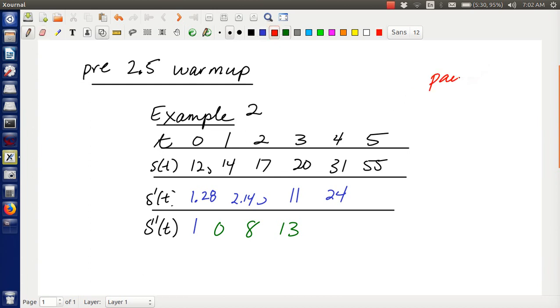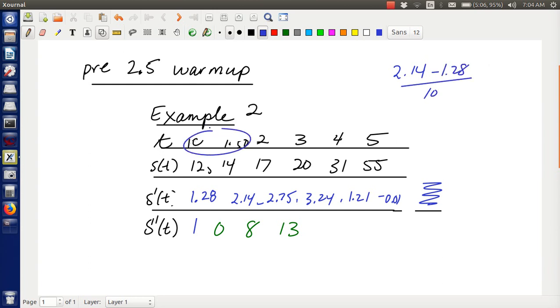Quick pause for you. Okay, hopefully you paused and did that, and hopefully the answers you got were 2.75, 3.24, 1.21, negative 0.01, and again, nothing in that position. Okay, again, I'll do the first double prime for you. It's going to be 2.14 divided by 1.28, still divided by 10, because you're still referencing off of your original t's.